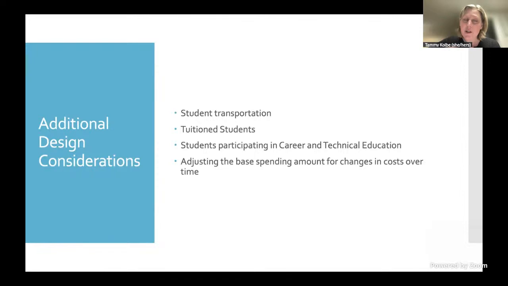There are 4 additional design considerations that we just wanted to bring up. Well, there are probably a lot more, but there are 4. So now I'm going to pull back out of the parking lot the transportation issue. I'm going to talk about tuition students. I want to talk briefly about CTE, and then I want to talk about adjusting the base spending amount. And again, there may be additional design considerations, but these were 4 that were directly related to our calculations for the base and the weights.